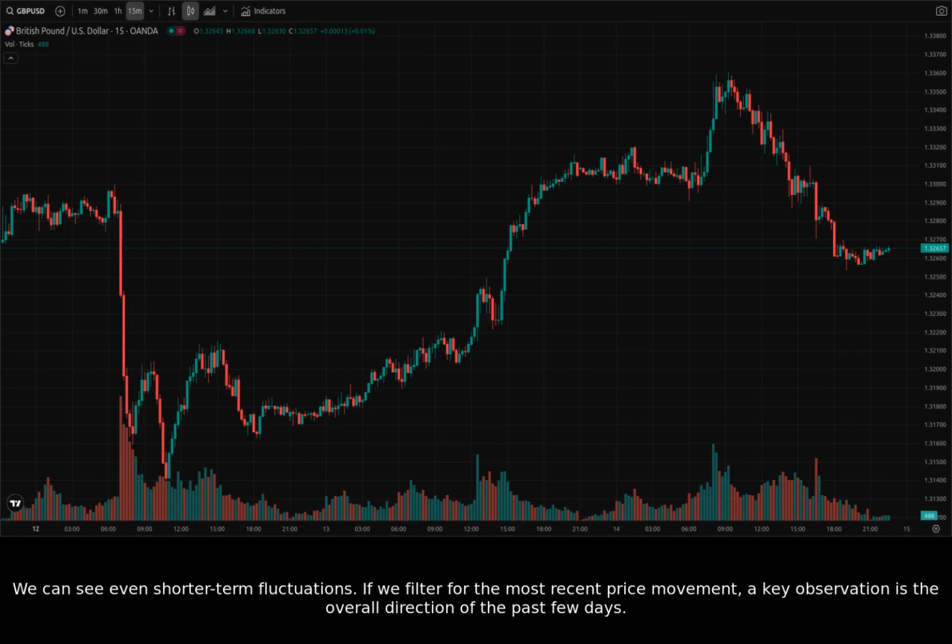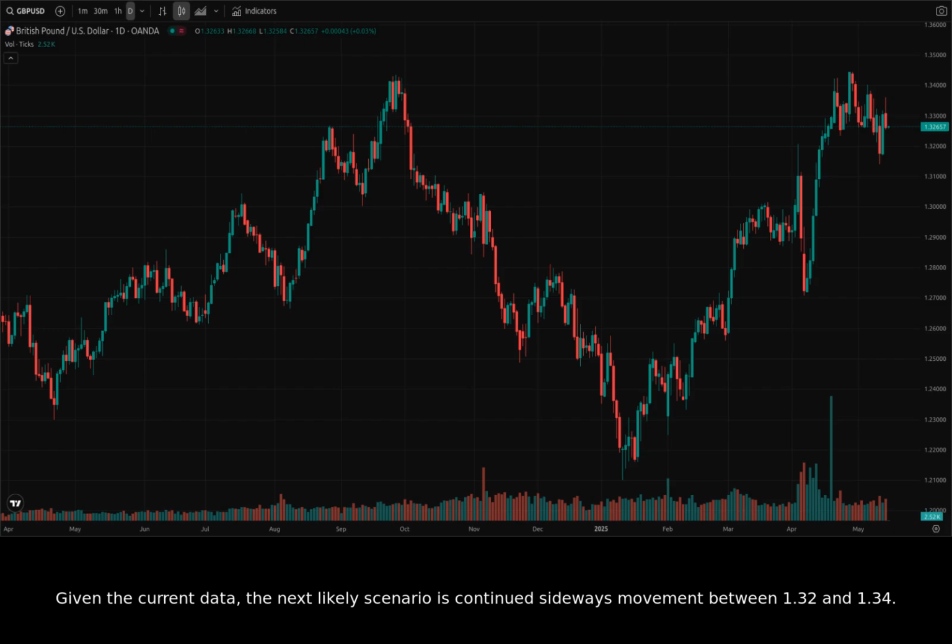If we filter for the most recent price movement, a key observation is the overall direction of the past few days. Given the current data, the next likely scenario is continued sideways movement between 1.32 and 1.34.